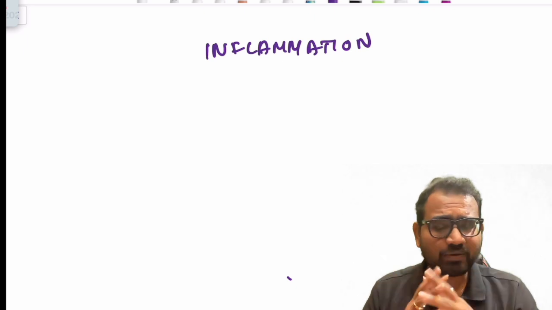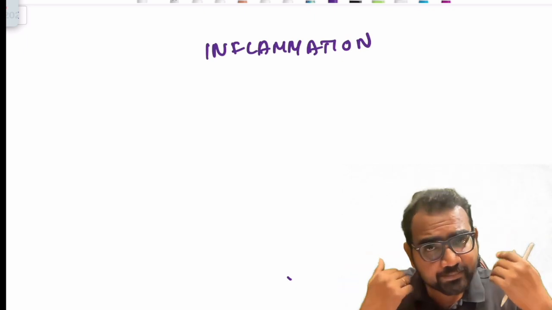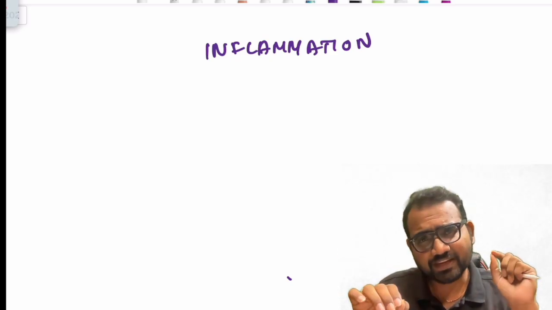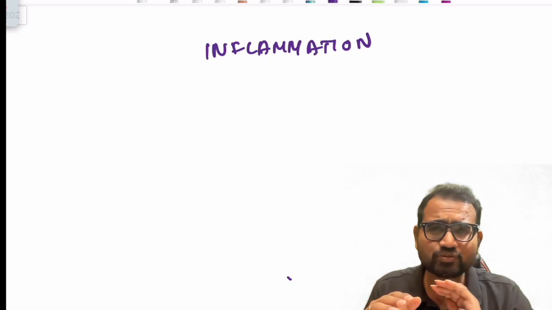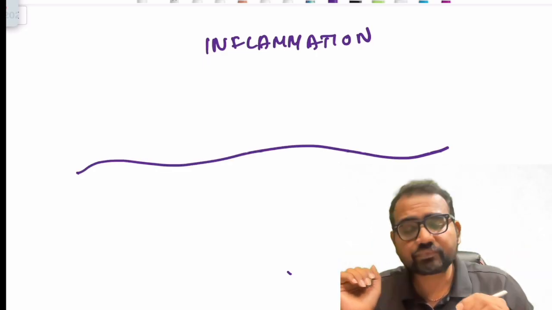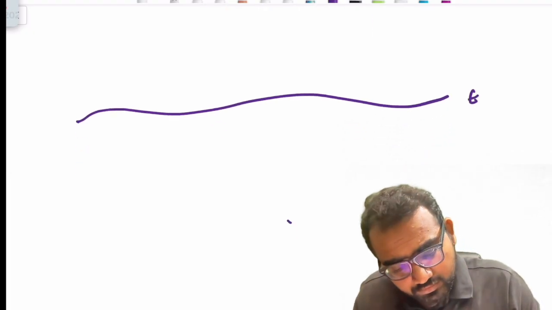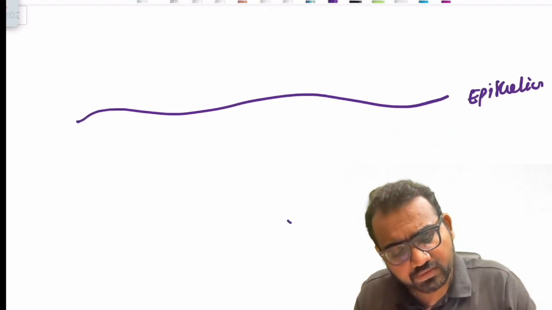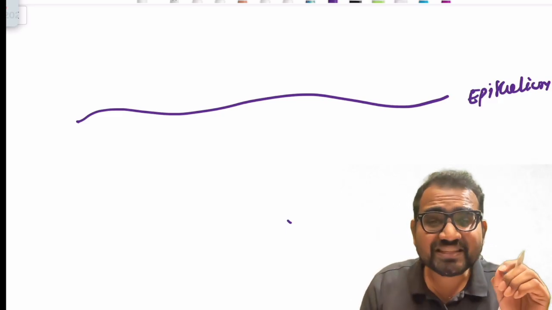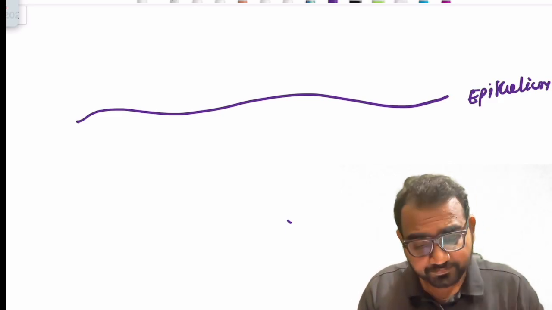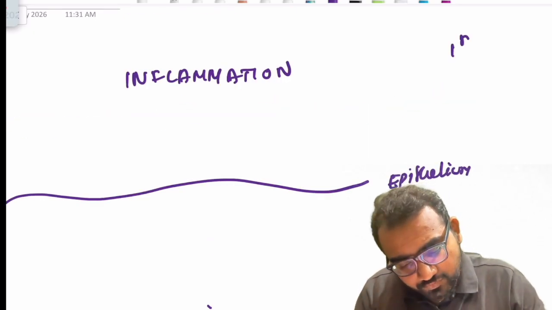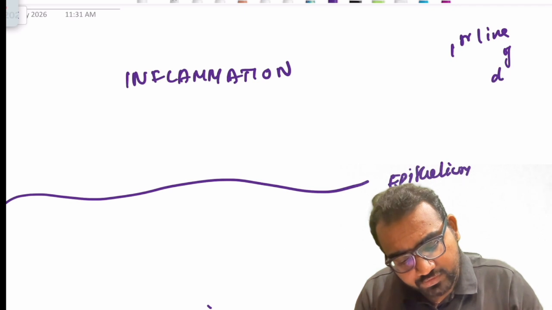What is inflammation basically? When a foreign body tries to enter the body, our body responds to it. Very basic, right? When an infection comes, our body tries to respond. It tries to attack the enemy. Imagine this is the epithelium. Does your epithelium have defense cells? Of course, it has defense cells. Which is the first line of defense? First line of defense is neutrophils.